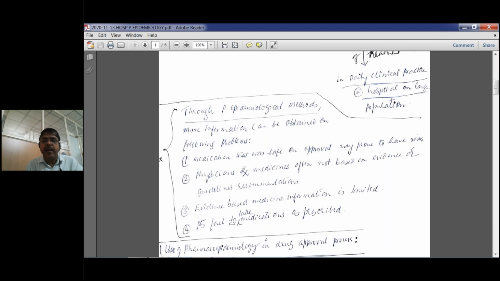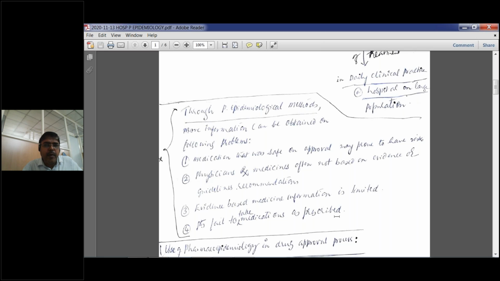Next, a patient fails to take medication as prescribed. Because of their own reasons, some may not have money, some may experience adverse drug reactions, some may stop medications once their clinical condition improves.